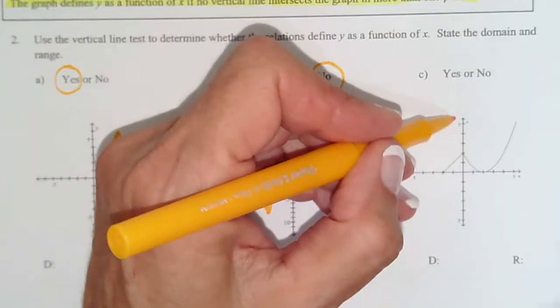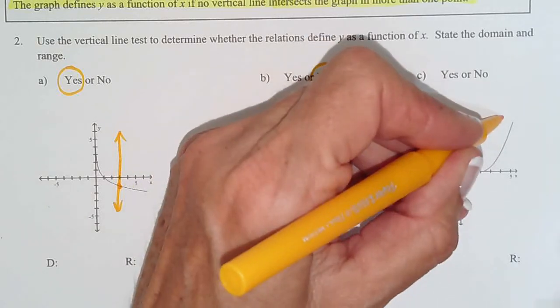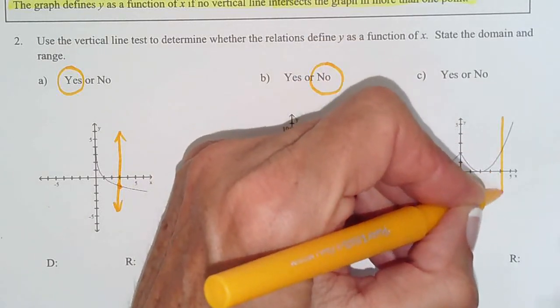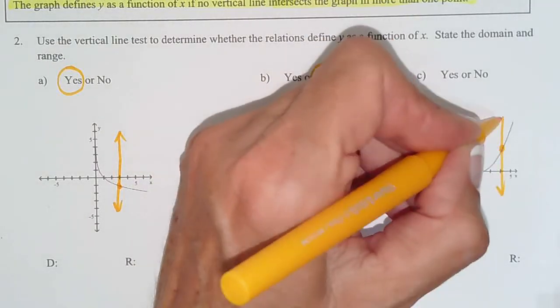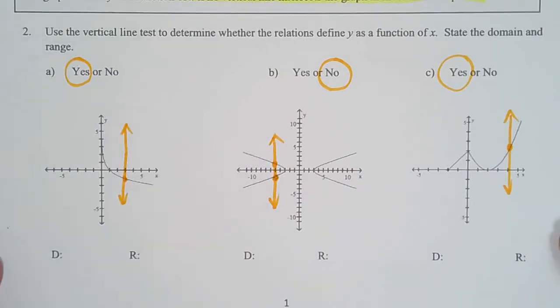And this one, once. So this one would be a function because a vertical line never intersects it more than once. So this would be a yes.